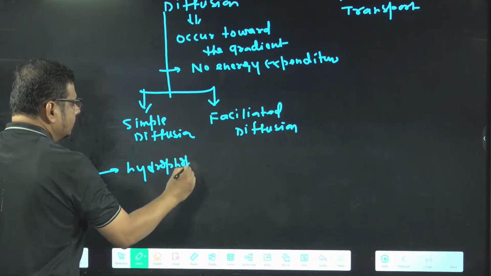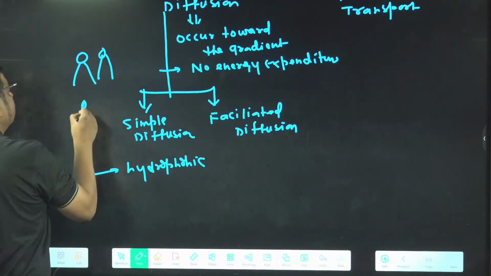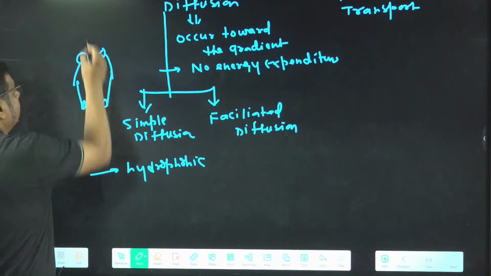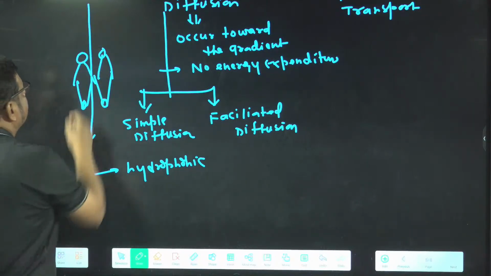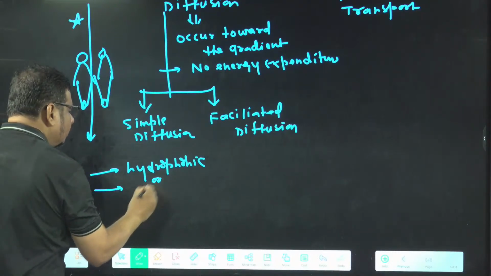Hydrophobic substances pass through the membrane by which diffusion? Simple diffusion, and this simple diffusion occurs through the lipid bilayer, for non-polar substances.